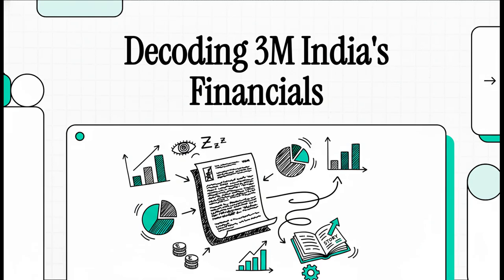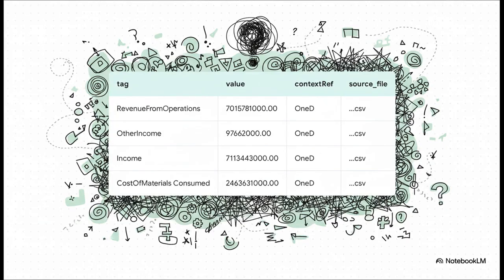Welcome to The Explainer. Today, we're going to take a raw financial report, the kind of document that can make your eyes just glaze right over, and turn it into a story that you can actually understand. Yeah, if you've ever seen a document like this, it's just a wall of data, right? Filled with all these tags, context references, and these long strings of numbers. It can look incredibly intimidating. It's almost like trying to read a completely different language.